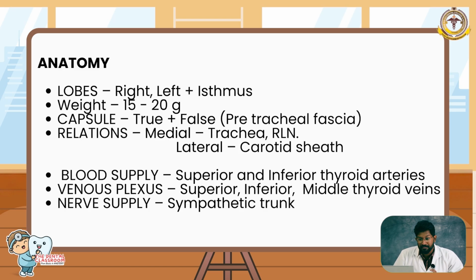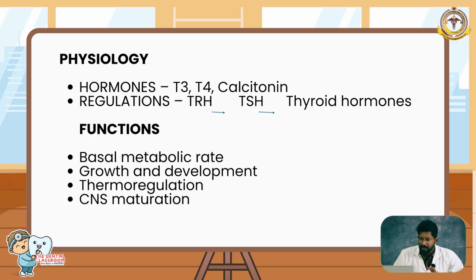The predominant blood supply for the thyroid is the superior and inferior thyroid arteries. The superior thyroid artery is the first branch of the external carotid artery. Venous drainage is by the superior, inferior and middle thyroid veins, and the nervous supply is by the sympathetic trunk. The main physiological function of the thyroid gland is to produce T3, T4 and calcitonin hormones.